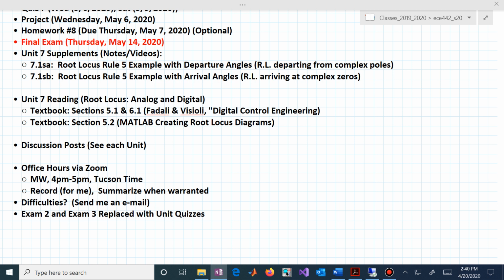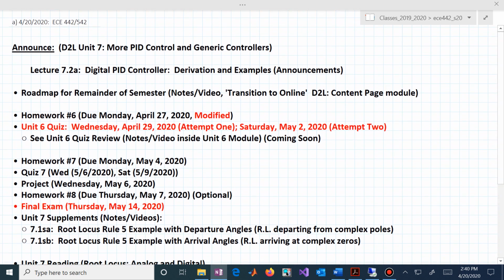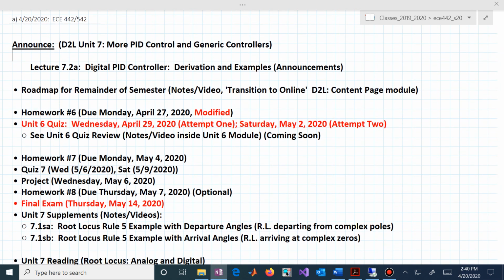I hope by now you know that Exam 2 and Exam 3 have been replaced with unit quizzes. Again, this was the announcement segment of Lecture 2 in Unit 7. We will now derive and show examples of the PID controller.